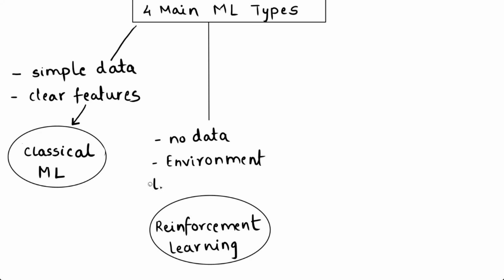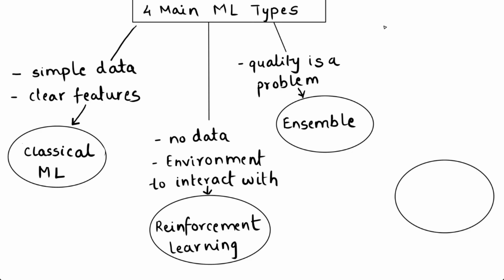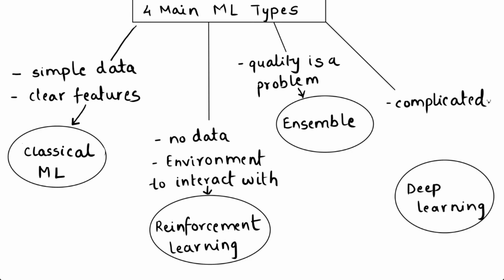The second approach is reinforcement learning, and this works where you have no data, but you have an environment that you can interact with and learn from. And where quality is a real problem, you can explore approaches like the ensemble method, and we'll cover that in more detail later. And then finally, you would consider deep learning and neural networks, where you have complicated data and unclear features. So let's jump right in and get to know some of the algorithms involved.